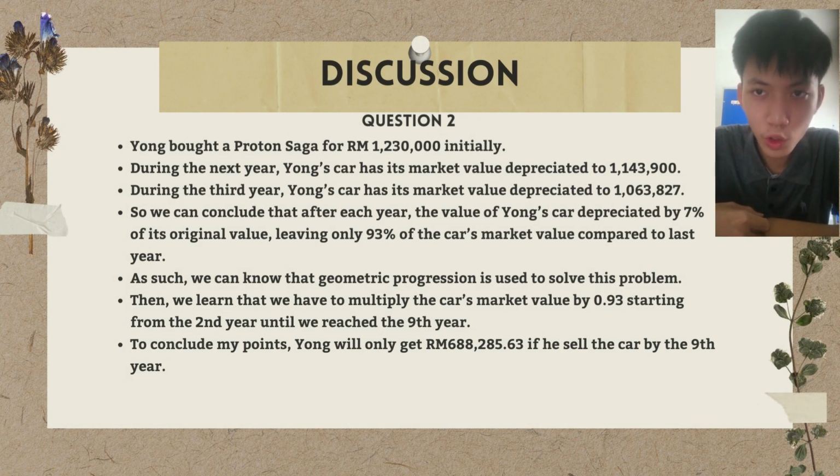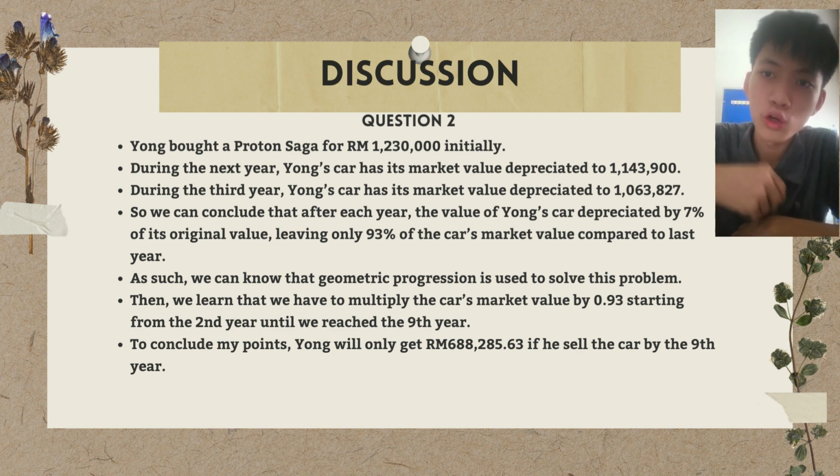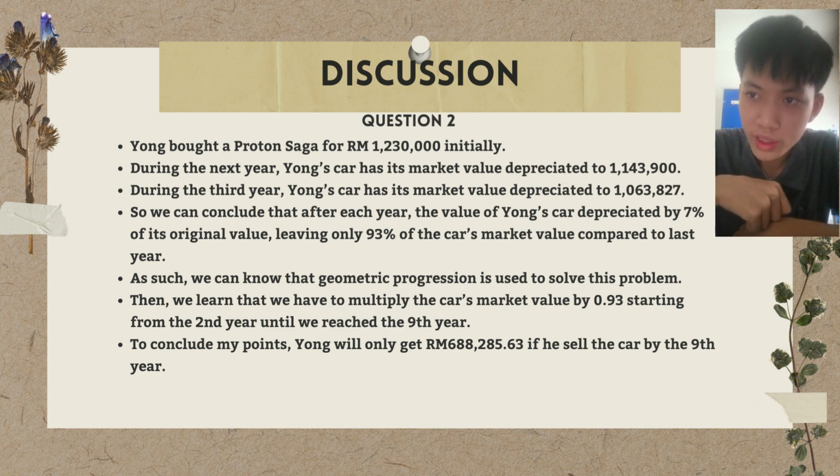Alright, so this is the discussion for question 2. Young bought a Protosaga car for 1,230,000 ringgit initially. During the next year, Young's car has its market value depreciated to 1,143,900 ringgit. During the third year, Young's car has its market value depreciated to 1,063,827 ringgit. So we can conclude that after each year, the value of Young's car depreciates by 7% of its original value, leaving only 93% of the car's market value compared to the last year.